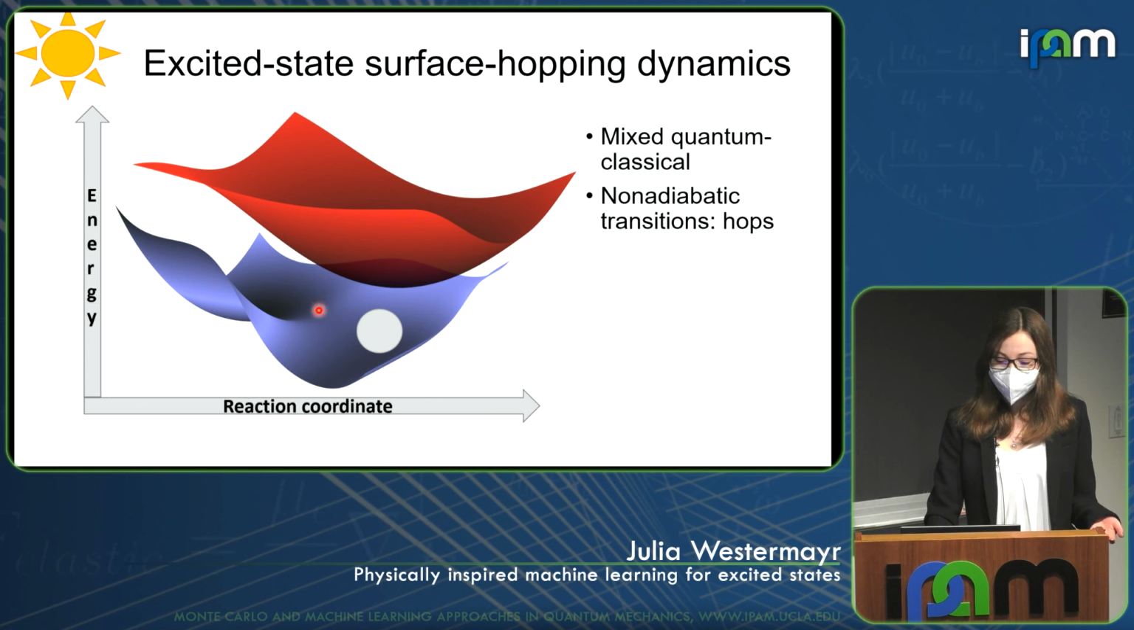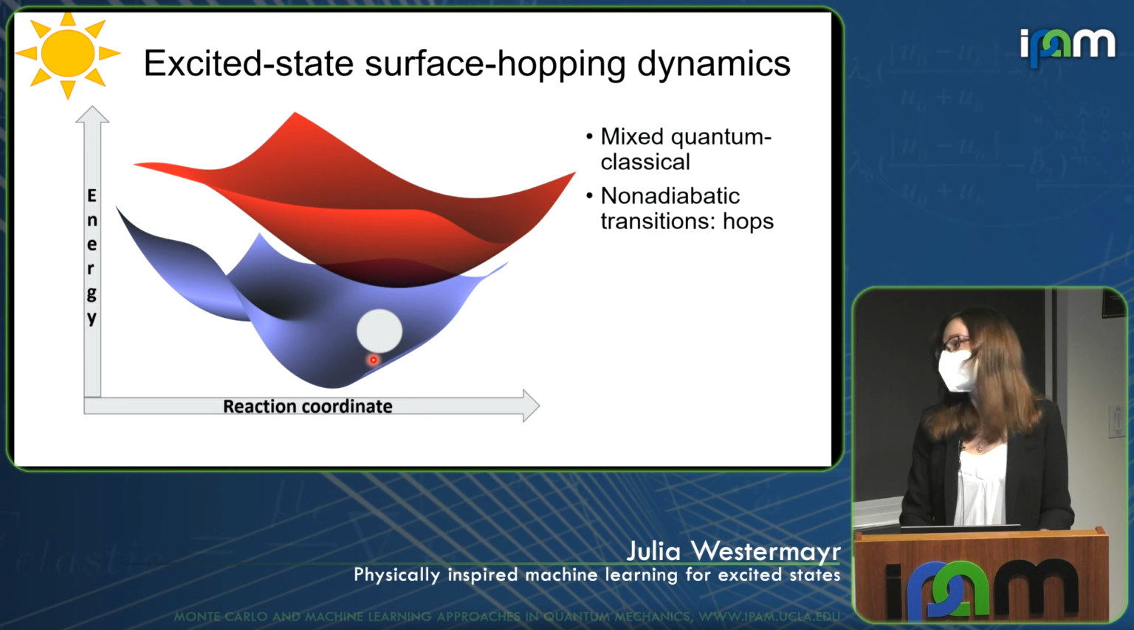What you have also seen here is that there can be transitions between the different states. These transitions are called hops in surface hopping, and they are determined stochastically, based on the couplings between the potentials. This means that we do not only have to get the energies, we also have to compute couplings if we want to use excited state dynamics.